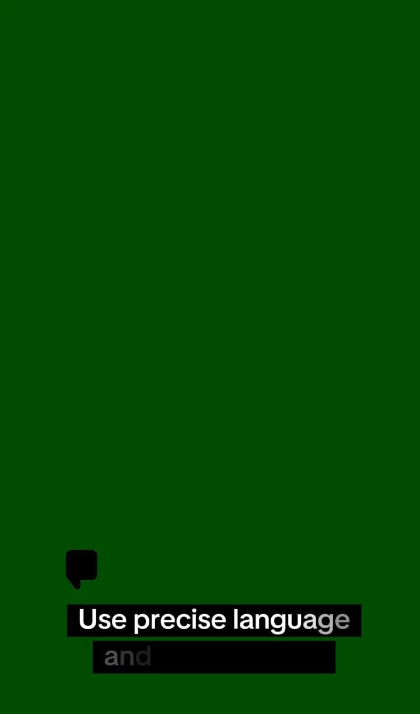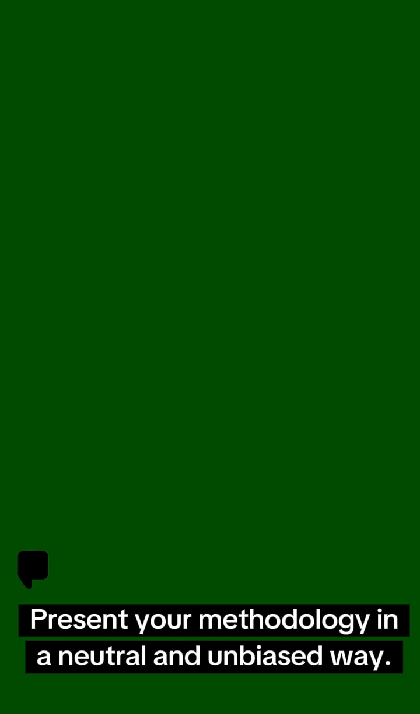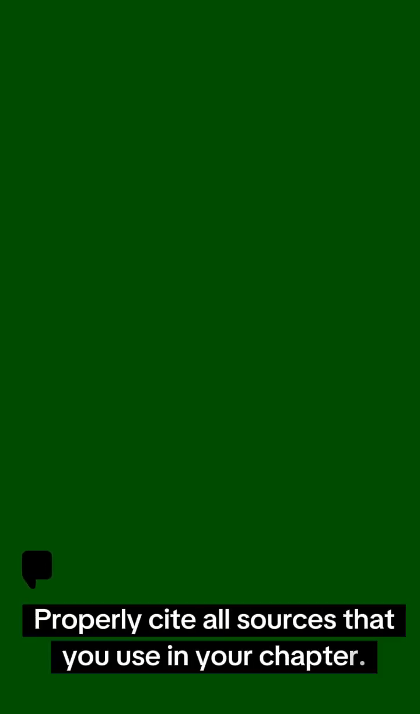Number 1. Be clear and concise. Use precise language and avoid jargon. Number 2. Be thorough. Provide enough details so that your readers can understand how you will conduct your research. Number 3. Be logical. Organize your chapter in a clear and logical way. Number 4. Be objective. Present your methodology in a neutral and unbiased way. And last but not the least, cite your sources. Properly cite all sources that you use in your chapter.